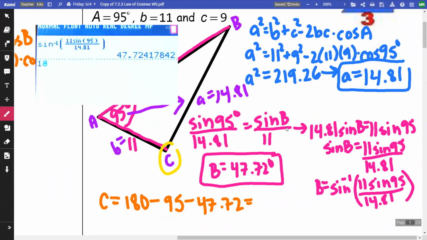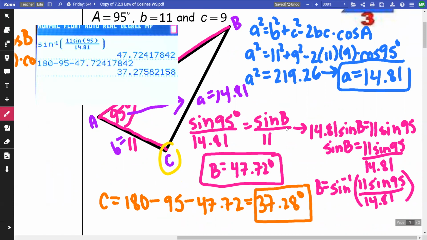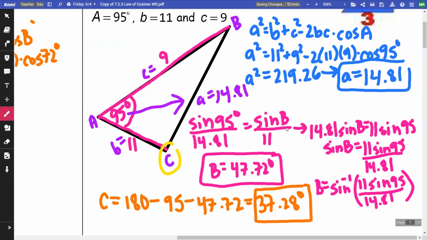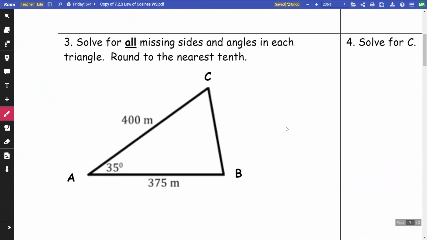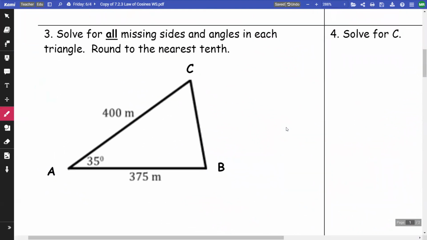So I'm going to take 180 minus 95 minus this 47.72, and I end up getting 37.28 degrees, and that's angle C. And I solved for all of the missing pieces. Okay, on number 3. So solve for all missing sides and angles.